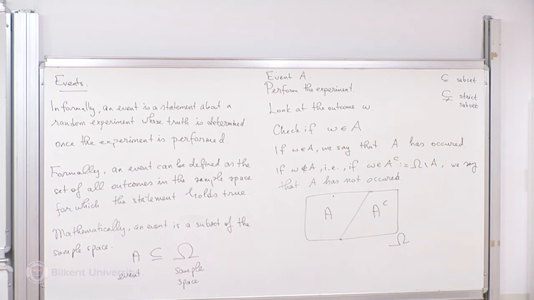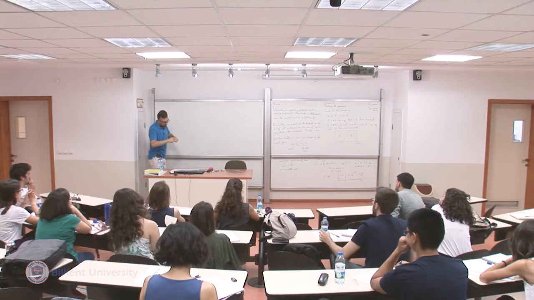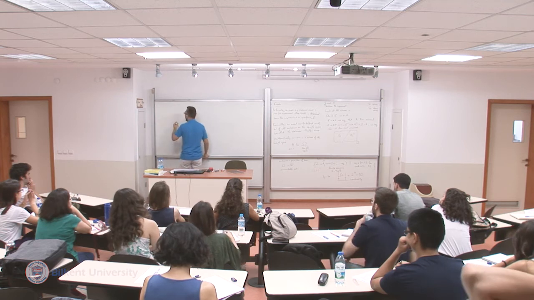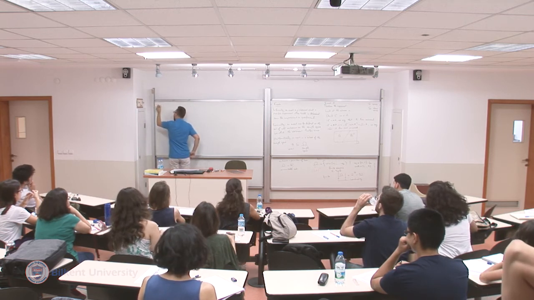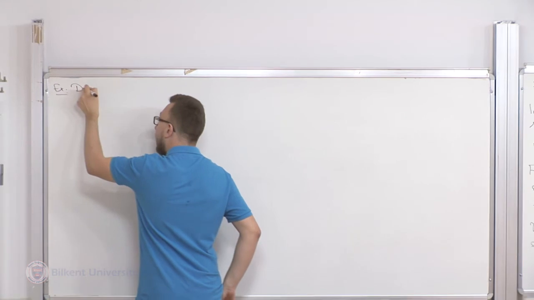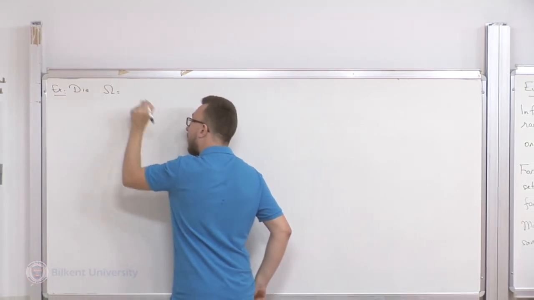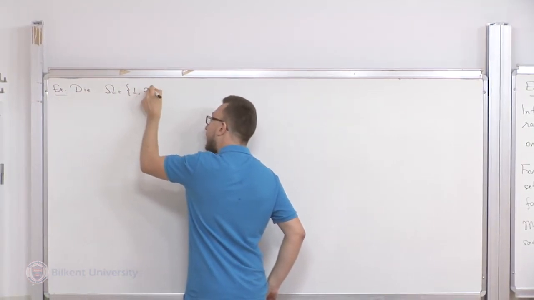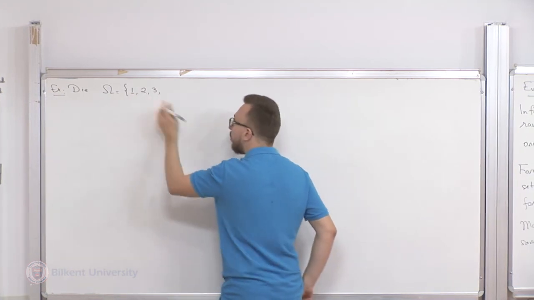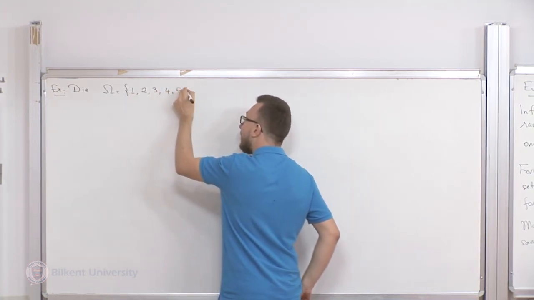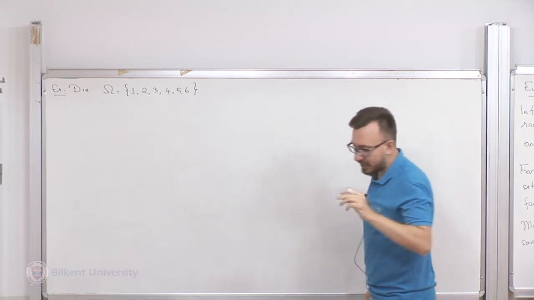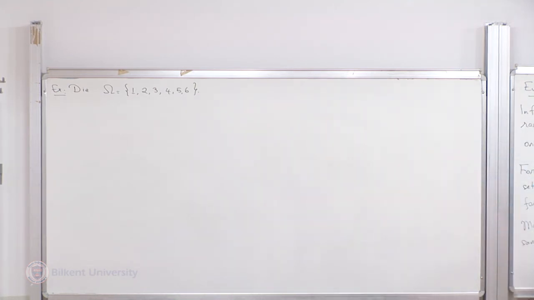Okay, maybe we should discuss some examples now. So yeah, as I said, the simplest example is again by throwing a die. As you remember, we had a sample space. One of the sample spaces we could choose was 1, 2, 3, 4, 5, 6, right? The face that we see when we throw the die.